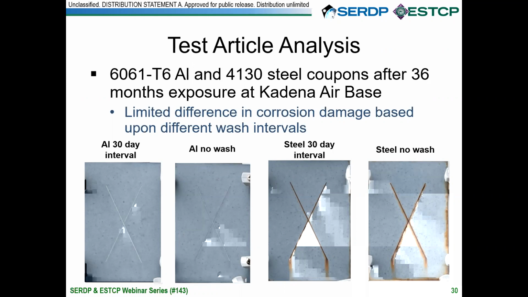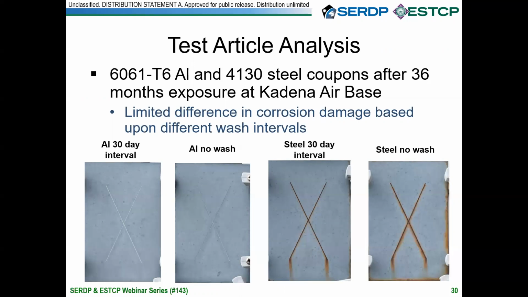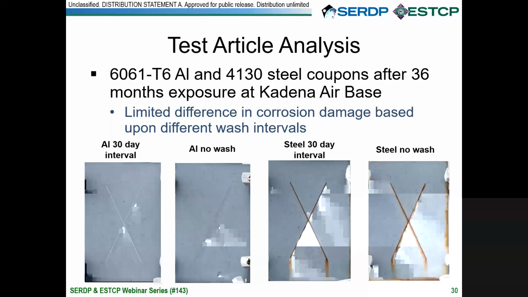So the left two panels there are a 30-day interval and a no wash, and you can see the aluminum oxide there in the scribe, that white stuff. Visually, not much difference, and actually, to the naked eye on these highly compressed pictures, it looks like not washing might actually produce less of that oxide. But of course, we'll bring these panels back into the lab and actually evaluate and do mass loss and see how deep it went and all that stuff.